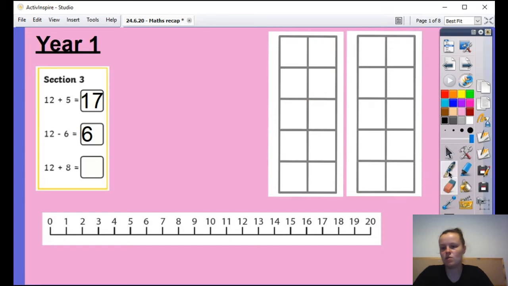Okay, so our last question is 12 add 8 equals 10. Well, it doesn't equal 10, Miss Andrews. 12 add 8 equals something, and we need to work out that answer. So, can you try and work out 12 add 8 for me now, please?